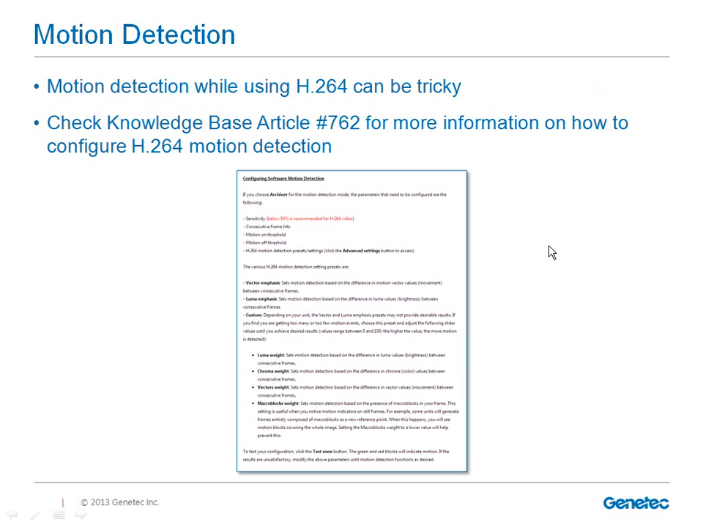Now we've seen a few issues with motion detection on H.264 streams in the past due to the sensitivity. For some tips on additional advanced settings to configure when using the H.264, take a look at Knowledge Base article number 762. Basically what you're going to see in there, there's some advanced settings that we can set up that may help with the detection and actually get it to see more of the object that's actually in the frame.